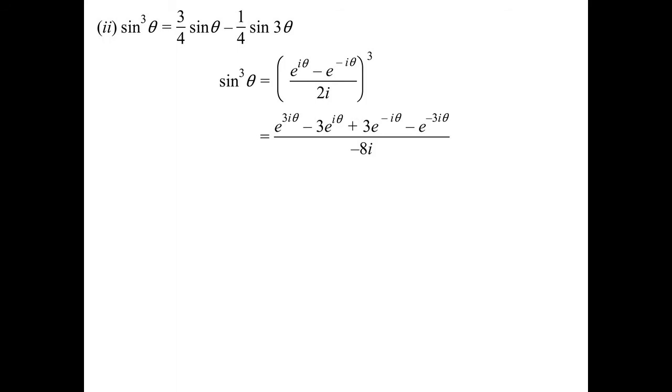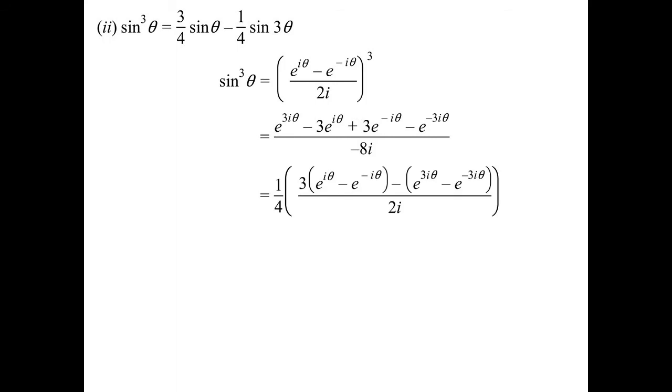Now, what have we got on top? I can now rearrange this. I want 2i on the bottom, because remember the identity with sine n theta always had 1 on 2i out the front. So I factorised out the quarter. That leaves me with the 2i on the bottom, and then on the top I've grouped the ones where the coefficient, or the size of the coefficient, are the same.